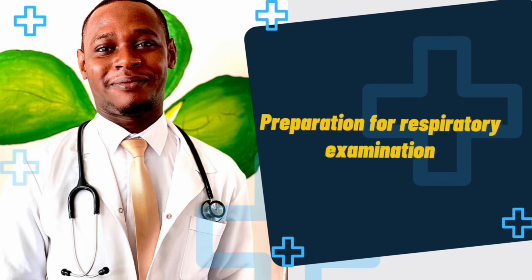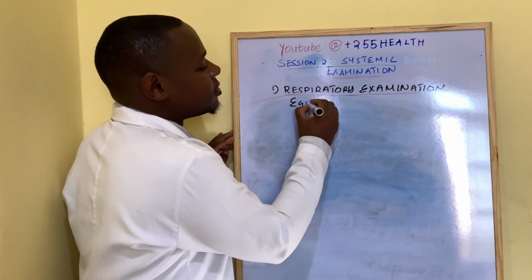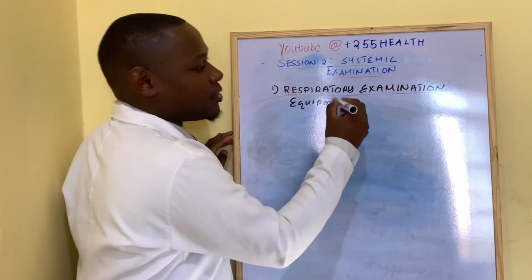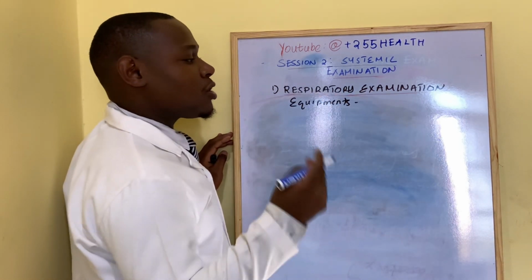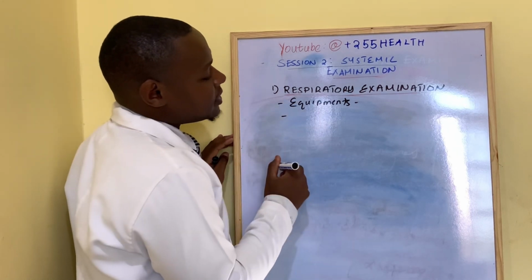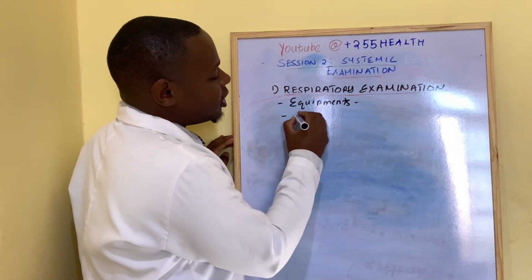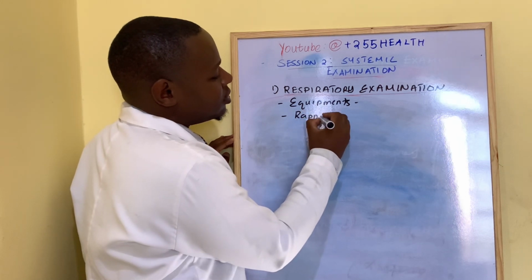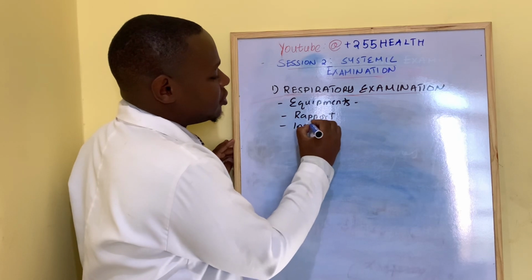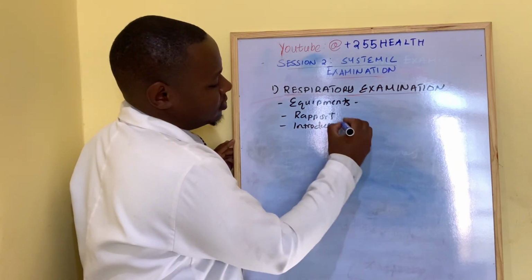So you need to become well prepared with all your equipment. You need your stethoscope for this case, your pulse oximeter, your BP machine, and all the necessary equipment which you need for this exam. And then you should make sure that you create a good rapport with your patient. Introduce the patient to the examiners.